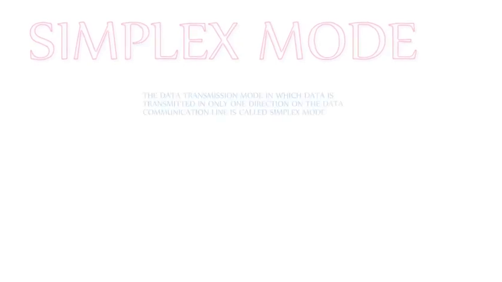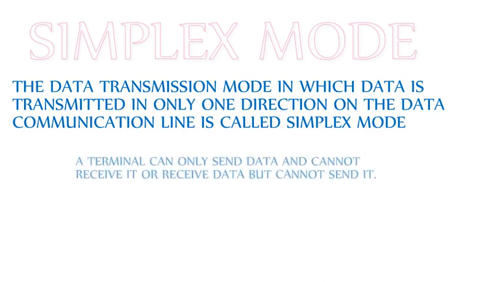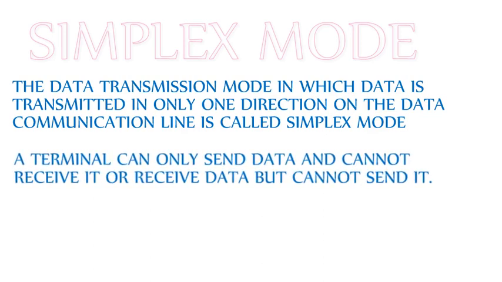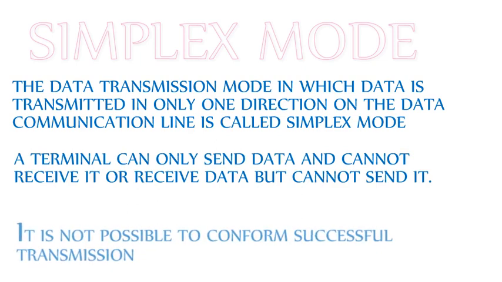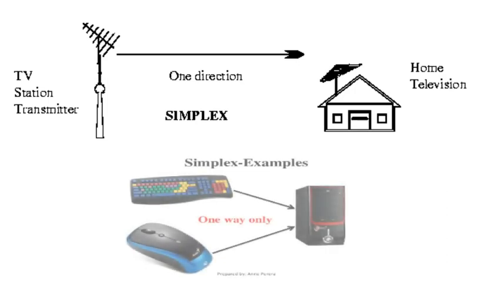In simplex mode, data is transmitted in only one direction on the data communication line. A terminal can only send data and cannot receive it, or it can only receive data but cannot send it. It is not possible to confirm successful transmission of data in simplex mode. Examples of simplex transmission mode are radio and television broadcast, in which the signal is sent from the transmitter to the TV antenna. It is the cheapest communication method.